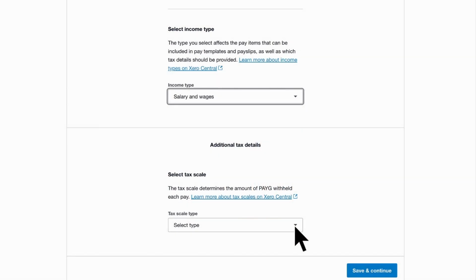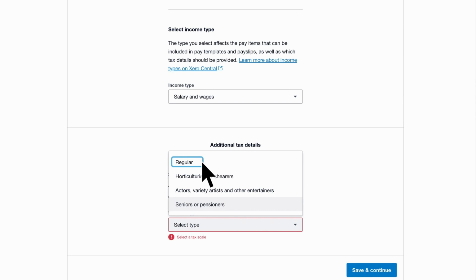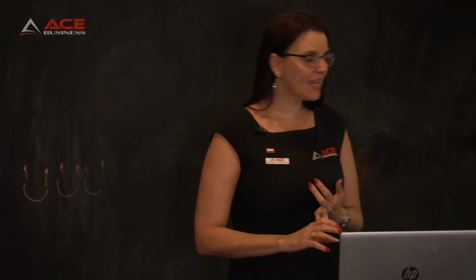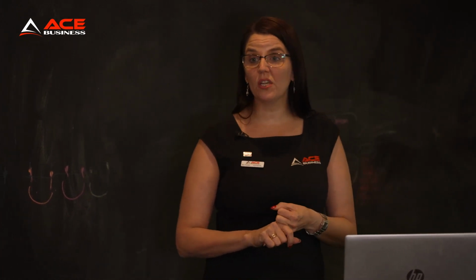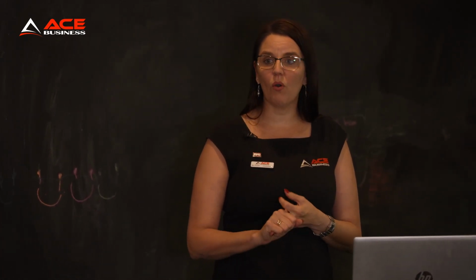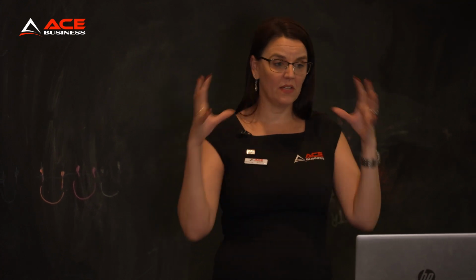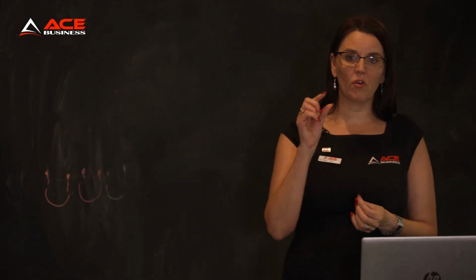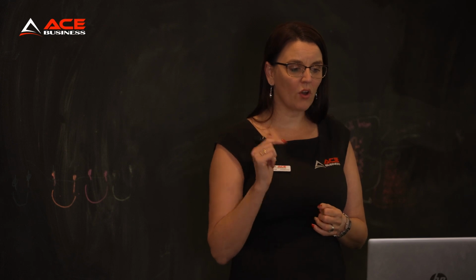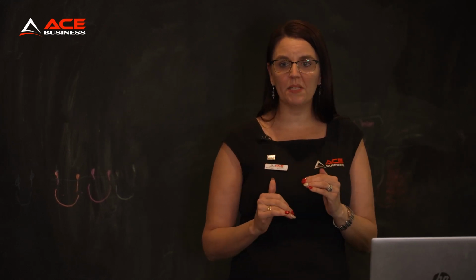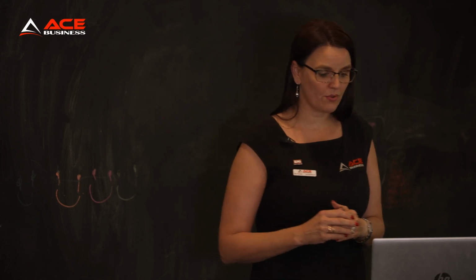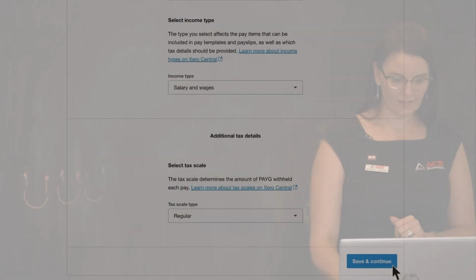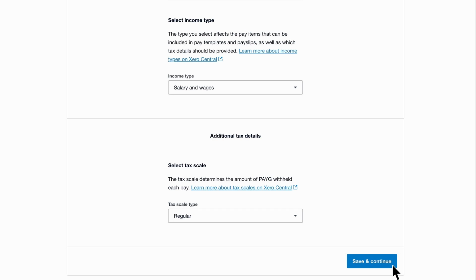And then we come down to the tax scale. Again, we have new additional tax details that we haven't had before. Regular is what's most common and what we know. Most of you will be clicking the regular button. Occasionally, you may have some horticulturalists and some shearers, or you may have actors or other entertainers that are going to do a whole heap of work and then not work for the rest of the year. Or seniors and pensioners that are on a small income. So if you have got those intricacies in your business, have a chat with us and we can help support you through that. But most of you will click regular. And then we save and continue.